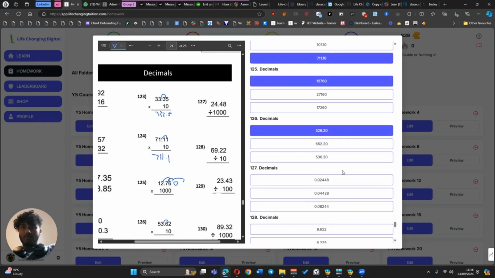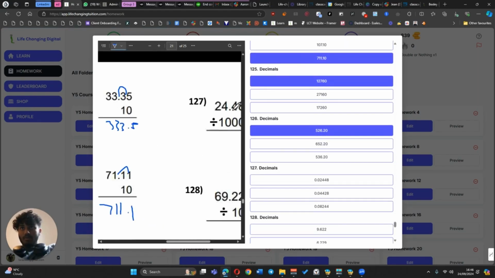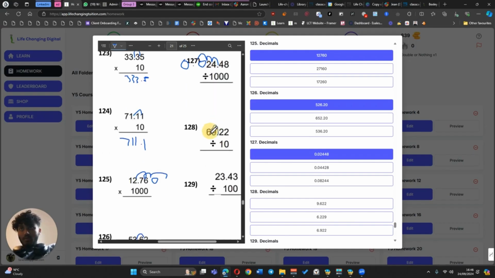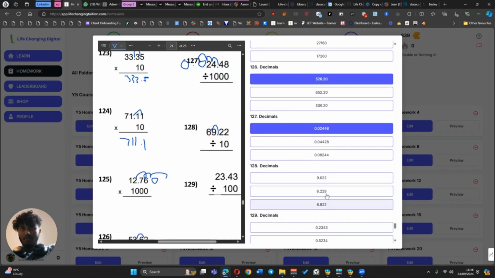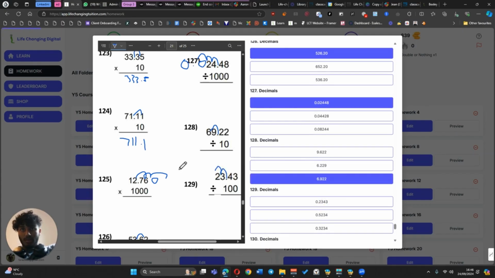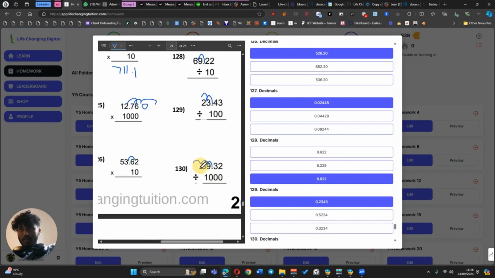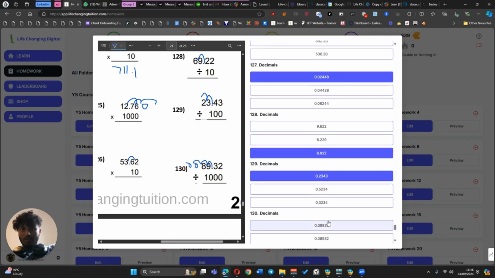Question 127, divide it by 1000. Okay, so that means you go left 1, 2, 3 times, and again fill in the 0 here and the 0 here. So it'll be 0.024. This one only once, so it should be 6.9. And this is moved left twice, so it should be 0.2343. This one, 1, 2, 3, so it should be 0.089.